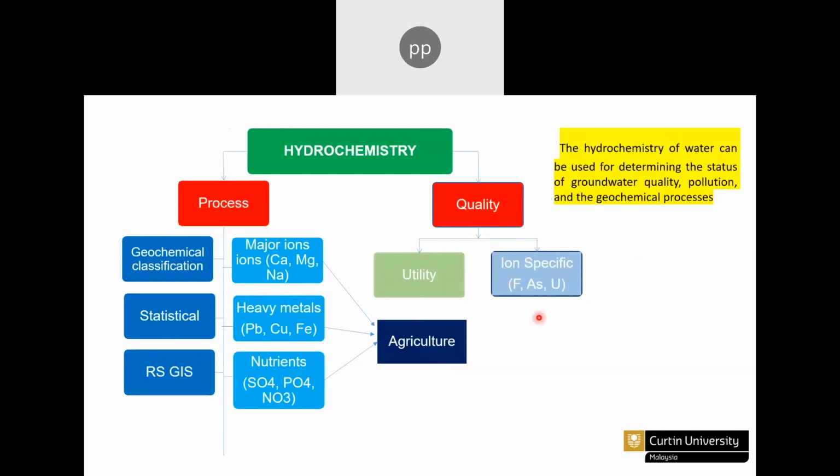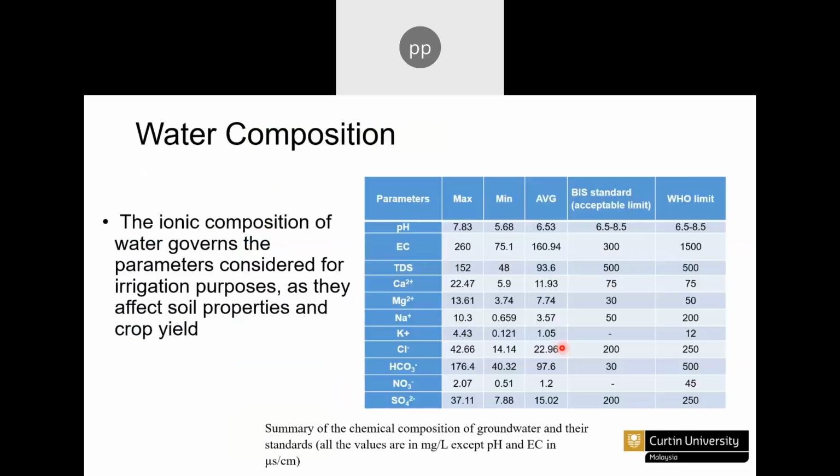In other cases, some studies are very specific to certain ions, for example fluoride, arsenic, or uranium. That research is very detailed and in depth, particularly on these elements, because they are very critical and have a lot of impact on the environment. That's why you could also see some studies focusing on these particular ions. Okay, water composition, that's what I said.